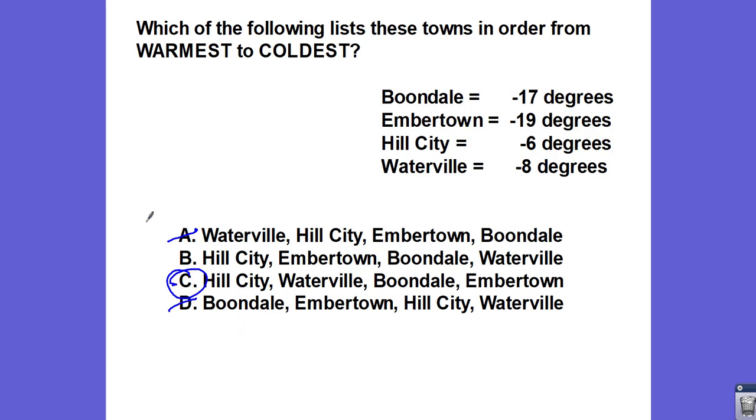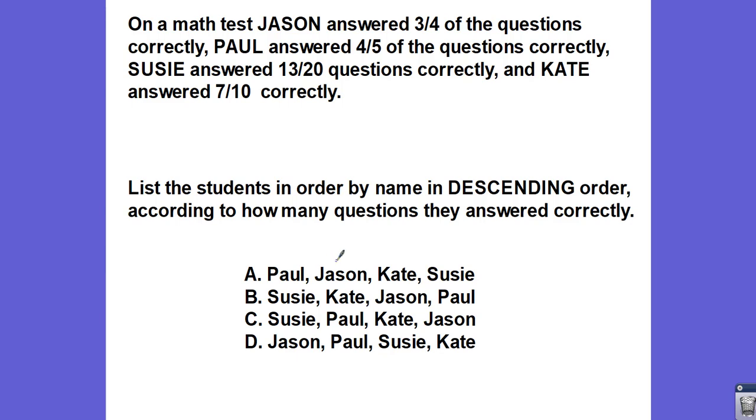Okay, so let's look at another one. Okay, here's one that deals with fractions. It says, on a math test, Jason answered 3/4 of the questions correctly. Paul answered 4/5 of the questions correctly. Susie answered 13/20ths of the questions correctly. And Kate answered 7/10 correctly. List the students in order by name in descending order according to how many questions they answered correctly.